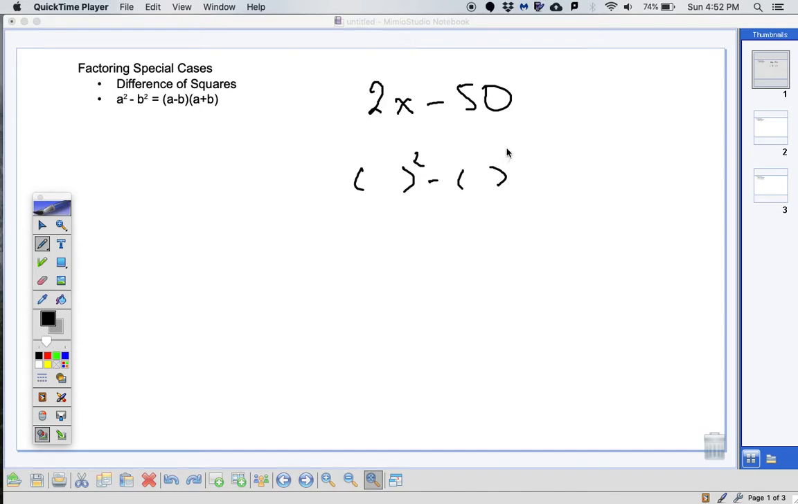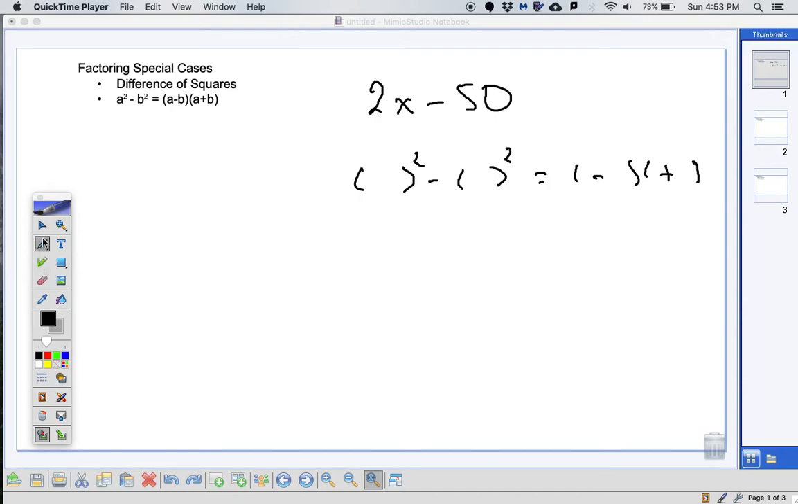I want to have two things squared. But if I start trying to do this, I immediately have a problem because nothing squared equals 2. And to my best knowledge, I don't know of anything squared that's 50. Fortunately, these have something in common.